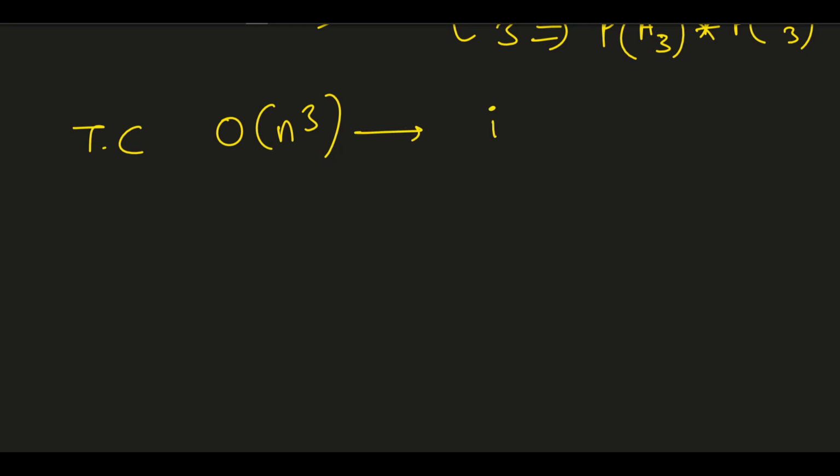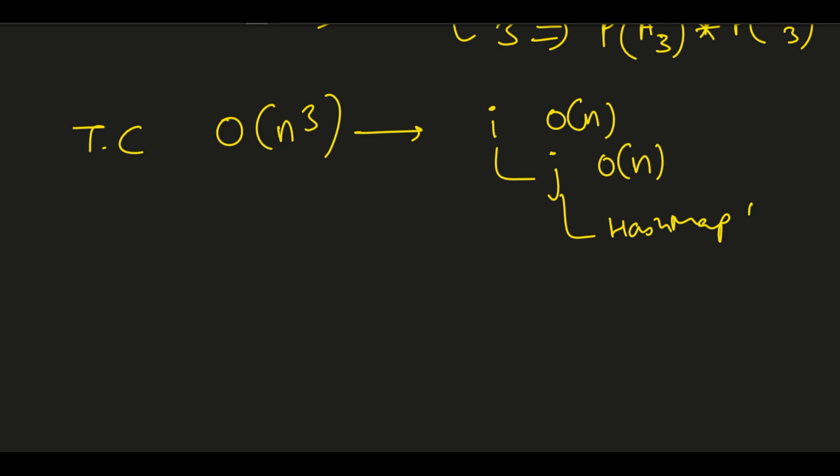because we are traversing in the i loop, then in the j loop, and we are also finding the hash map of it, right? So this traversal takes O(n) time, this traversal also takes O(n) time, and making a hash map also takes O(n) time. All of these combined give a time complexity of O(n^3).